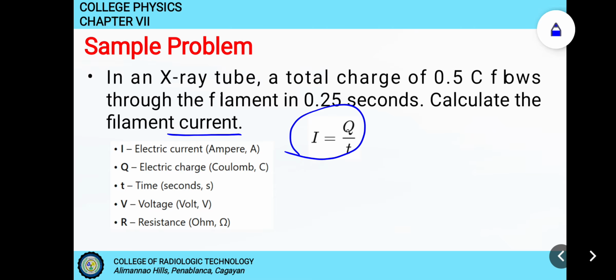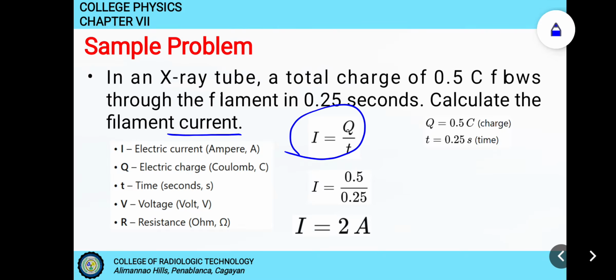We are going to use this formula without deriving it since we are looking for the current. The given are 0.5 coulomb, the charge, and the time, 0.25 seconds. Let's substitute: 0.5 is our Q, the electric charge, and our time is 0.25. We divide them, and that gives us 2 ampere. Take note that in current, we use ampere. So the filament current is 2 ampere.